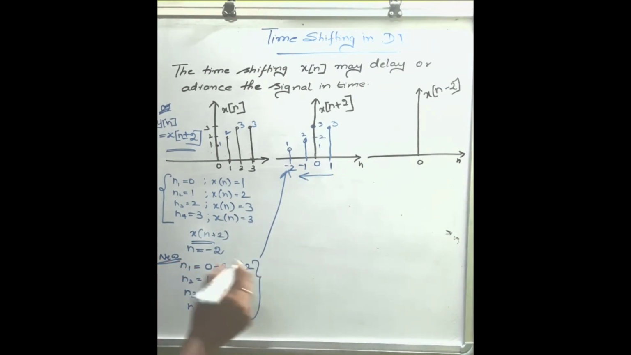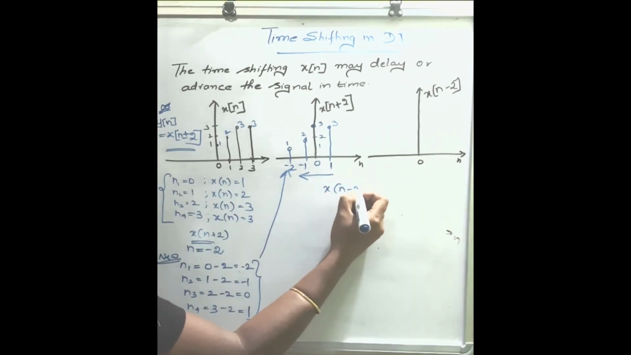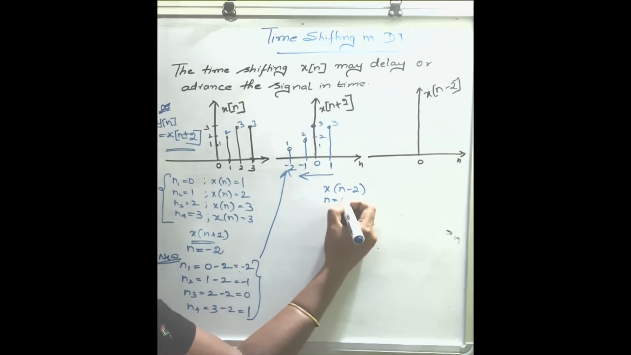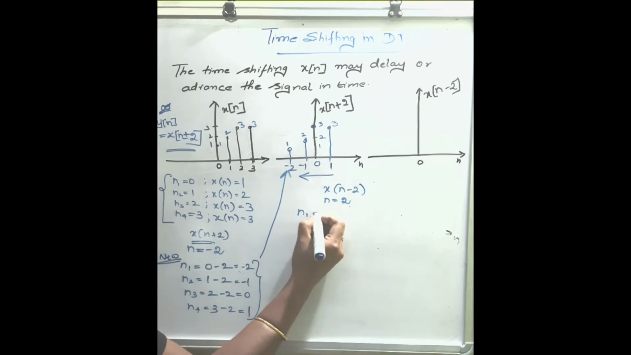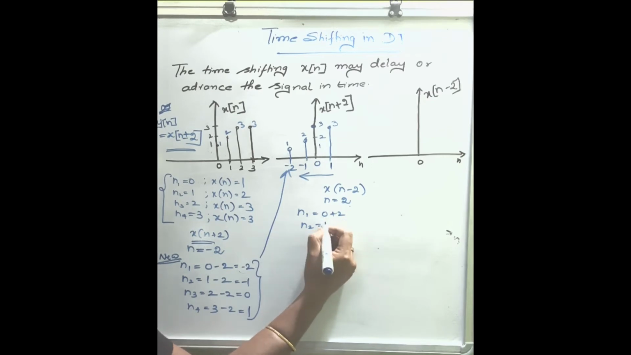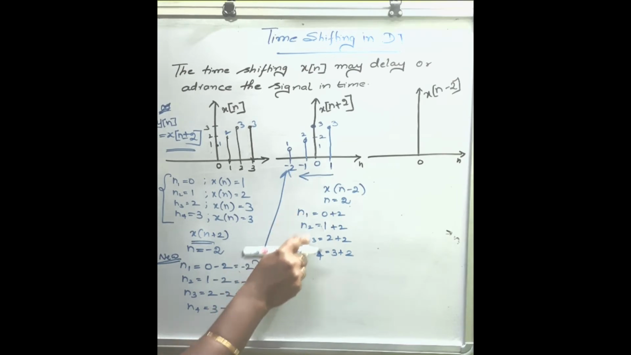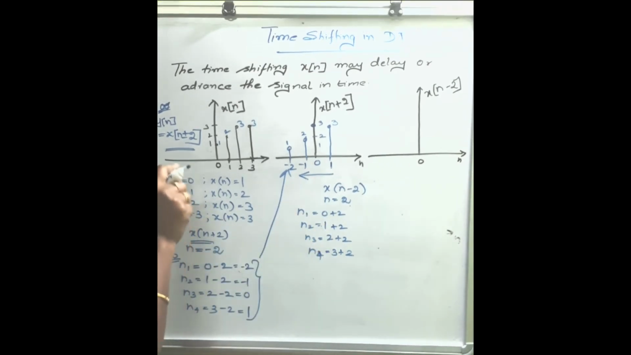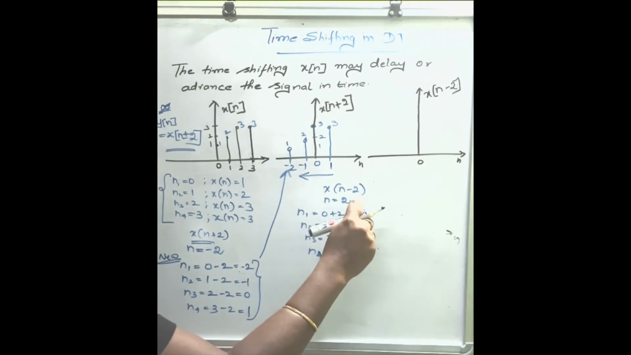Now let's see the delayed shift. The same thing. For a delayed shift, x of n minus 2. Now here your n becomes plus 2. Please substitute in the initial values of n. Now n1 is equal to 0 plus 2, n2 is equal to 1 plus 2, n3 is equal to 2 plus 2, n4 is equal to 3 plus 2. I repeat, the initial n1, n2, n3 values are obtained from the original signal, and this plus 2 is what is required in the question asked.